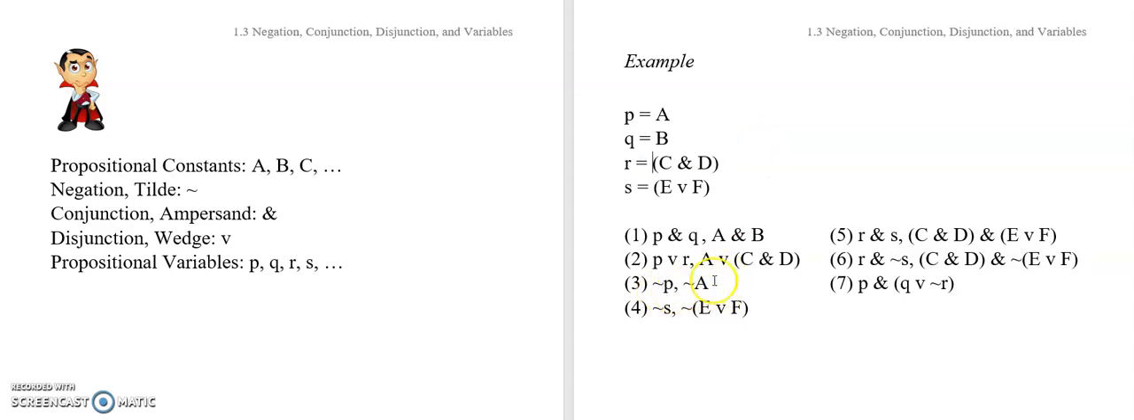Okay. So not P is just going to be not A, easy. So you write down the not, here's the not, then you write down the P, which is the A. So for S, you're going to write down the not, and then you're going to write down whatever the value of S is, and it's that thing, okay? So moving along, you're going to write down the R, which is this whole thing, C and D, then you're going to write down the and. This and is right here, it's this one, okay? And then you've got the S, which is here, okay?